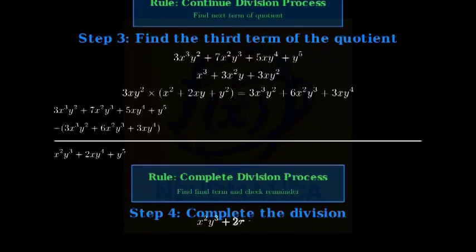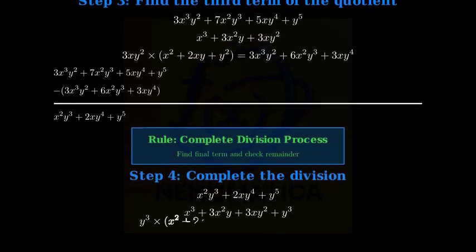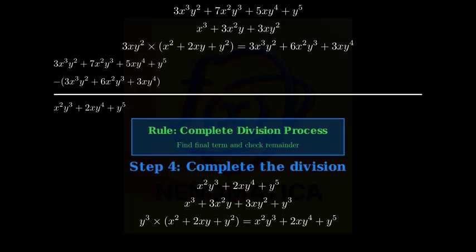Again, we determine what to multiply the first term of the divisor, x squared, by to get the first term of our new polynomial, x squared y cubed. We need to multiply x squared by y cubed to get x squared y cubed. So our fourth term in the quotient will be y cubed. Now, we multiply the entire divisor by y cubed.